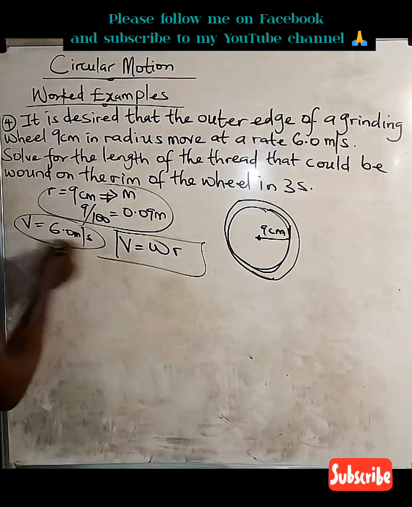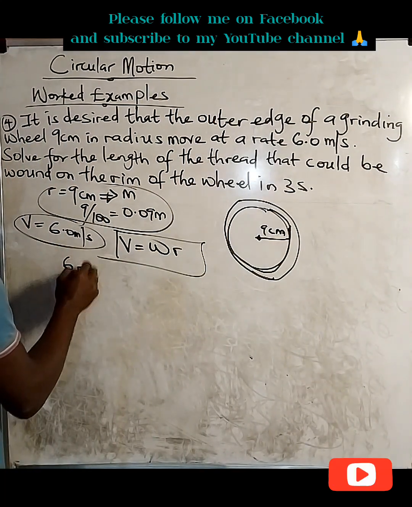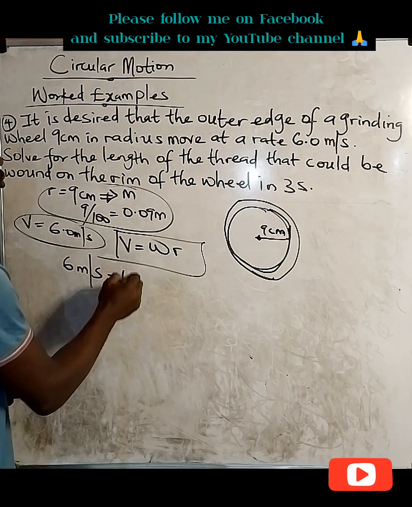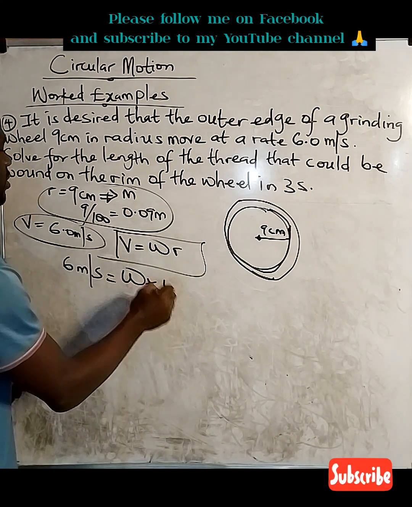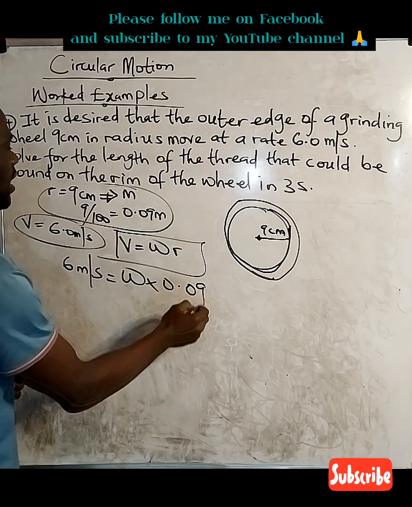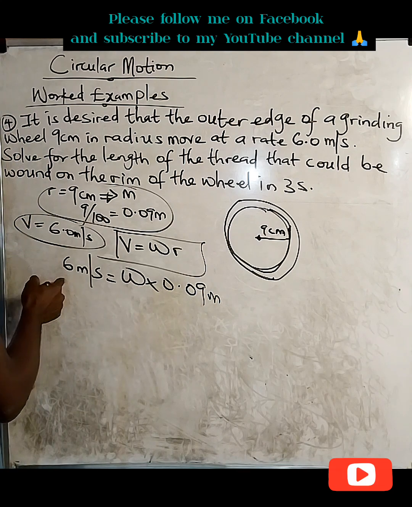So what do we have? This is the linear speed of 6 meters per second. The angular speed, which we are looking for, times the radius, which is 0.09 meters. So linear speed is this, and this is the radius.